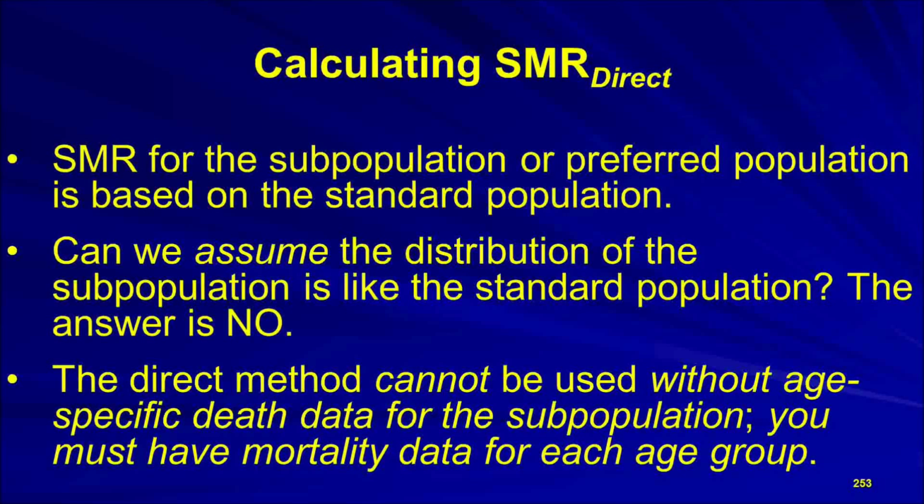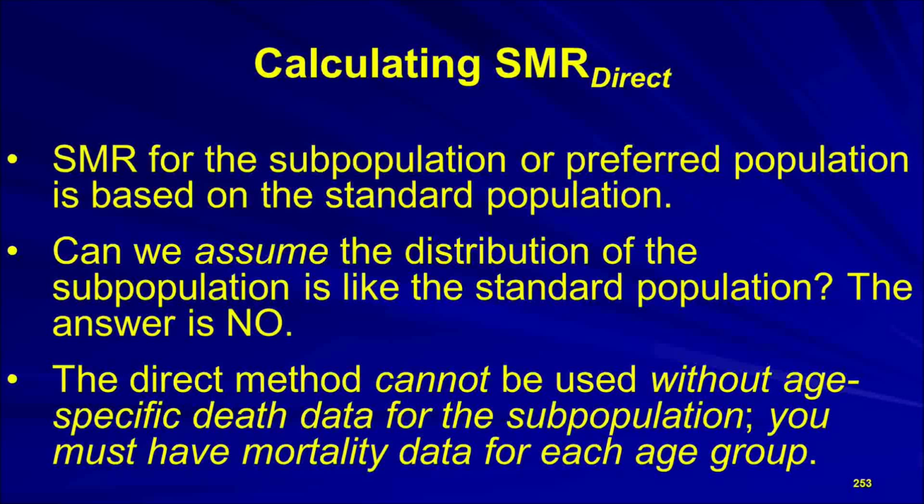Now let me see if I can give you an example. If I was going to ask you whether the Purdue University students, or the city of Purdue University students, were representative of the U.S. population, you'd answer no. Why? Because we have more young people. And so this is a factor that we're trying to take into account and adjust for. So I want to emphasize again that the direct method cannot be used without age-specific death data for the subpopulation. You must have mortality data for each age group, and I'll point to it on the graphics as we go along.